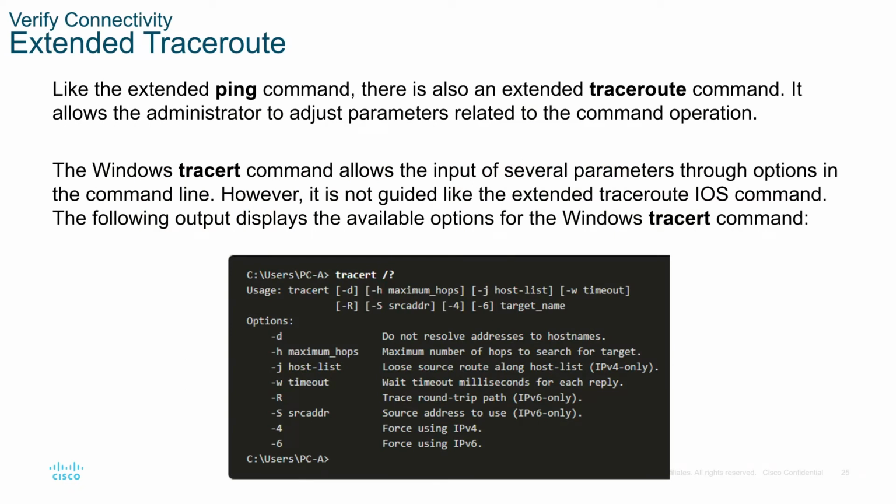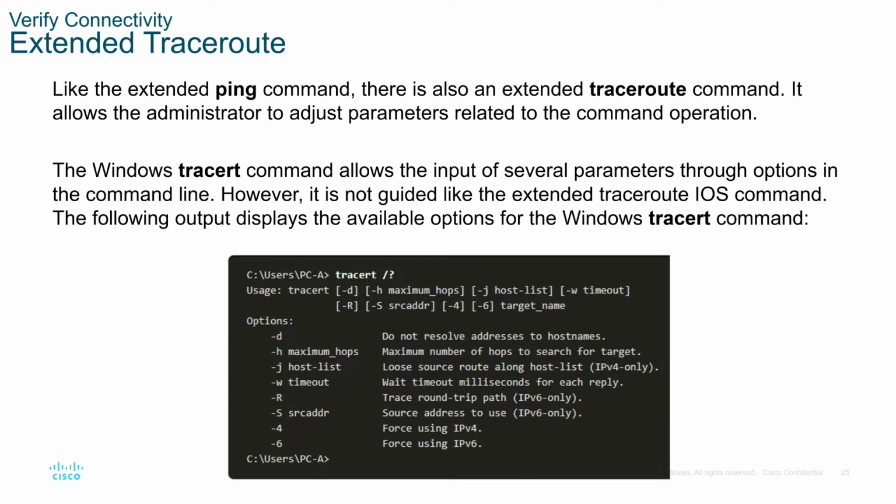Like the extended ping command, there is also an extended traceroute command, and it allows the administrator to adjust the parameters related to the command operation. The Windows tracert command allows the input of several parameters through options in the command line. However, it is not guided like the extended traceroute in an IOS command. The following output displays the available options for a Windows tracert command.